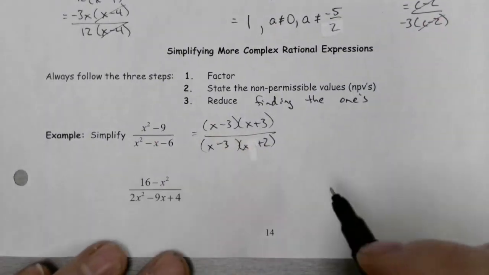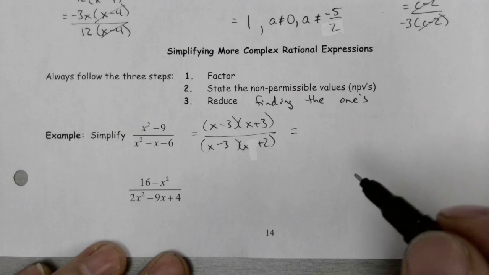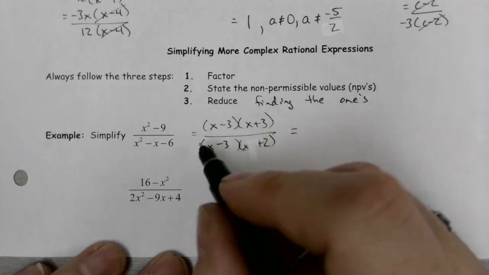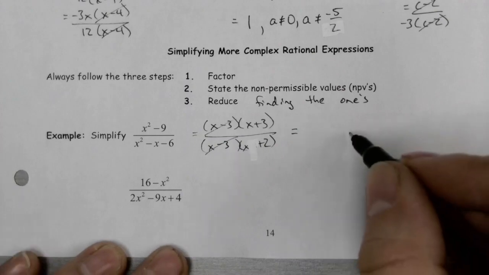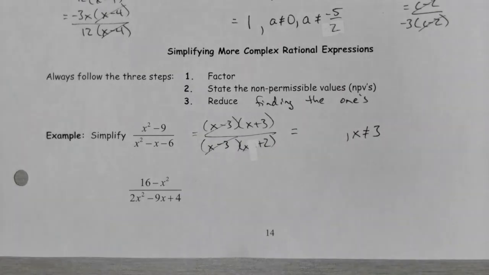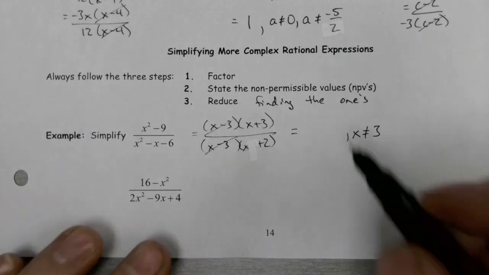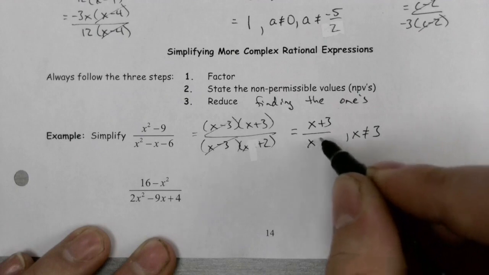Now, this is going to be equal to, I know that the x minus 3 is going to become a 1, and I can cancel that so long as x does not equal 3. So this is going to be equal to x plus 3 over x plus 2.